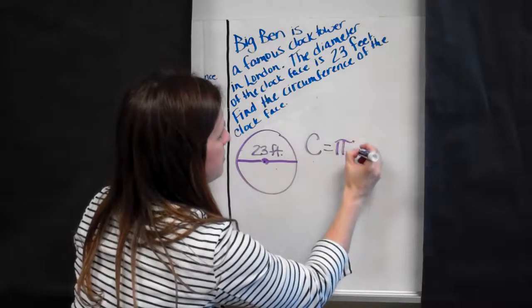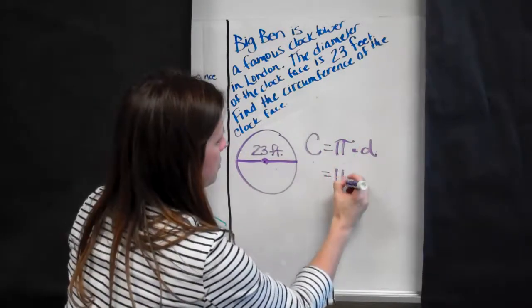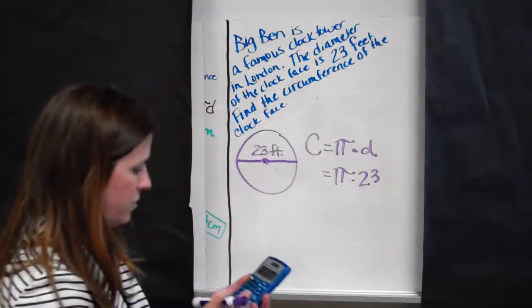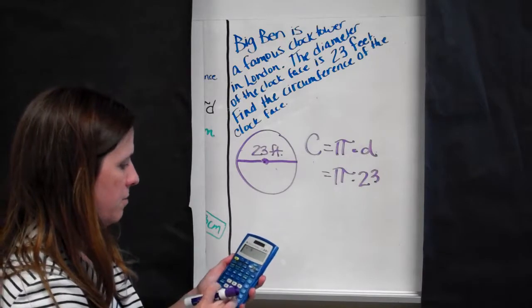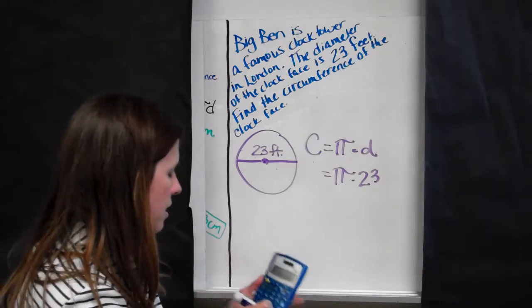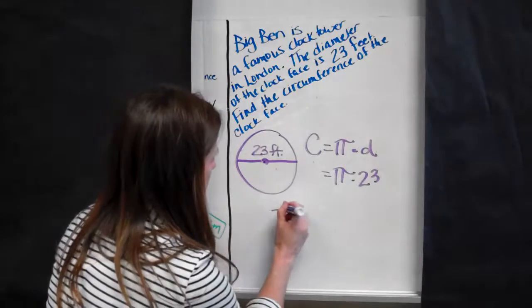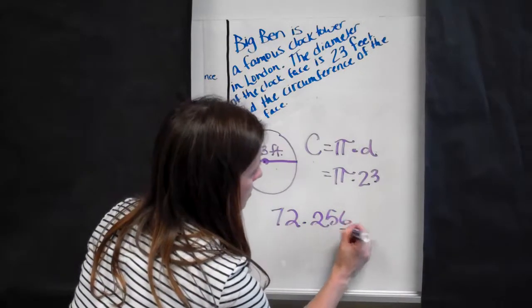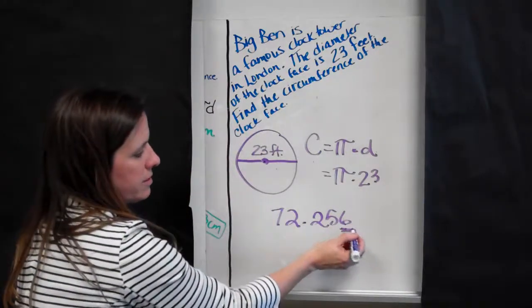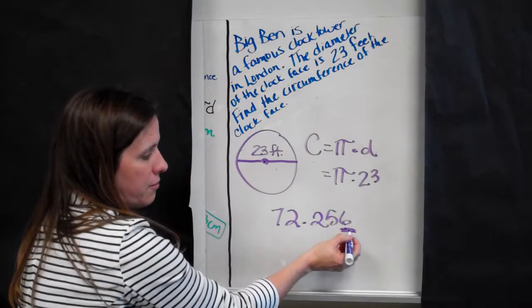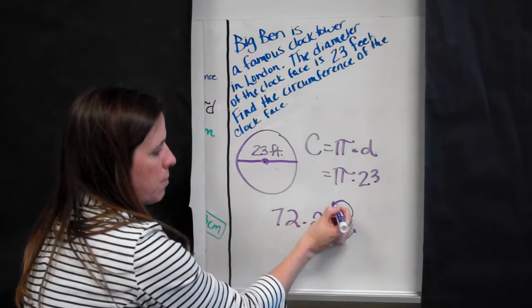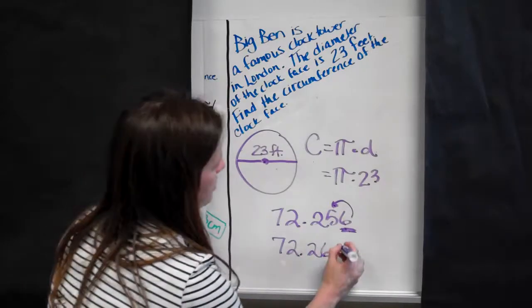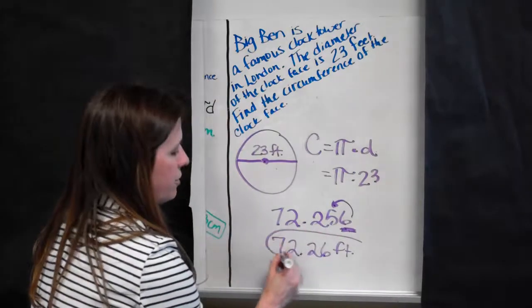Circumference equals pi times diameter. So we're going to do pi times 23. Do that in your calculator, pi times 23. And that comes out to be 72 and 256 thousandths. The 6 is in the thousandths place. It's higher than 5, so that's going to round our hundredths place up 1. So we're going to have 72 and 26 hundredths feet for our circumference.